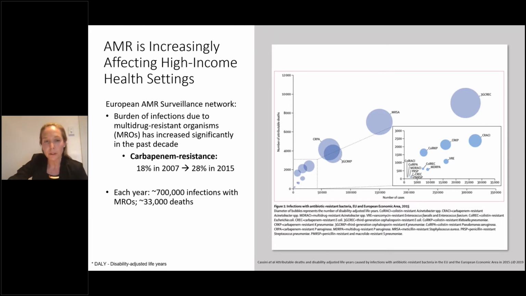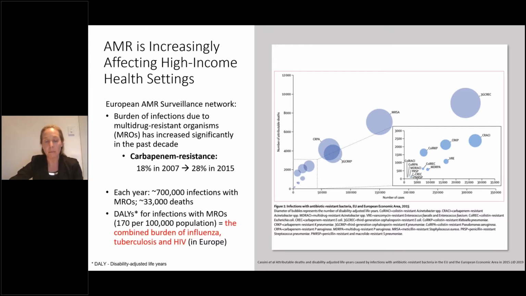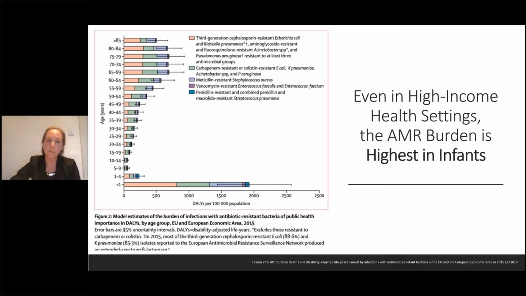So the authors concluded that each year 700,000 infections with multi-resistant organisms are occurring in the European AMR surveillance network, which is equating to 33,000 deaths every year. And to just put that into perspective, the disability adjusted life years, so that's collating both the morbidity and mortality that these infections are causing, is equal to the combined burden of influenza, tuberculosis and HIV in the European setting. So a huge burden in both high and low income country settings that's occurring due to antimicrobial resistance.